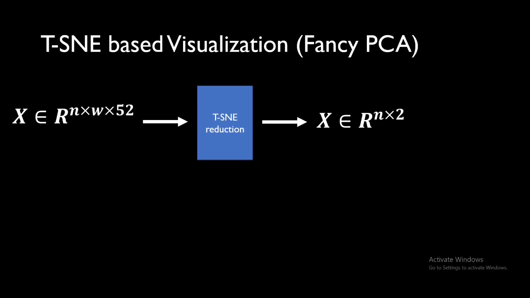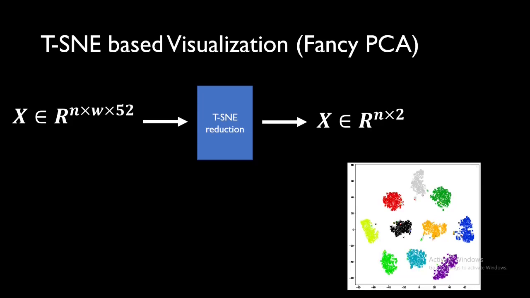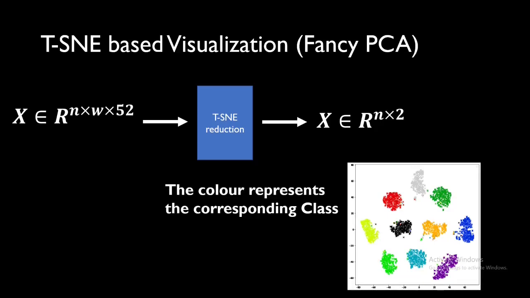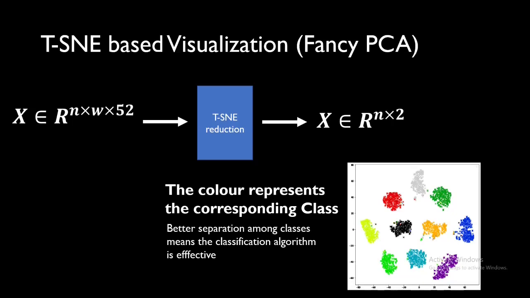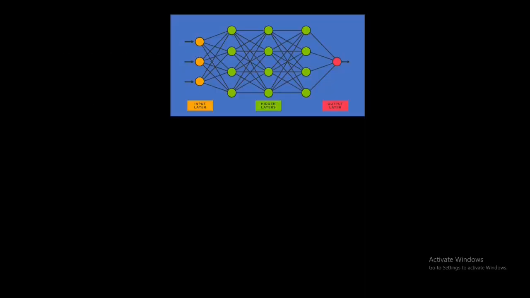And then we are just going to put a scatter plot of this in two dimensions where the x-axis represents the first principal component, you can say, and the y-axis is the second principal component. The color of the scatter plot will represent the corresponding class. So the better the separation between each group of clusters or classes, that means our network is performing better. So let's see. That was for the data when we have not trained anything.